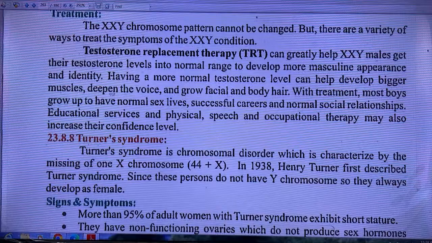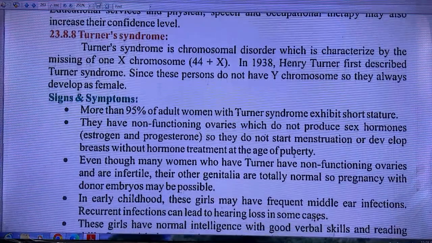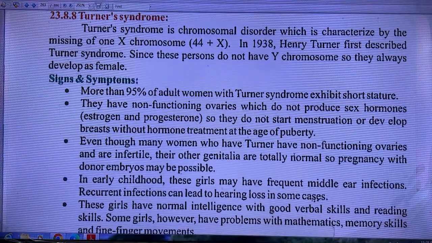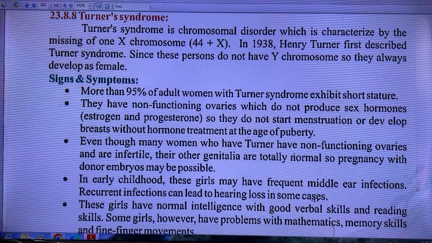Turner syndrome. Turner syndrome is a chromosomal disorder which is characterized by the missing of one X chromosome, 44 plus 1X. In 1938, Henry Turner first described Turner syndrome. Since these persons do not have a Y chromosome, they always develop as female. Signs and symptoms.